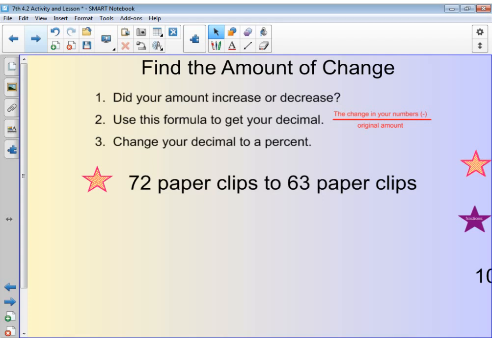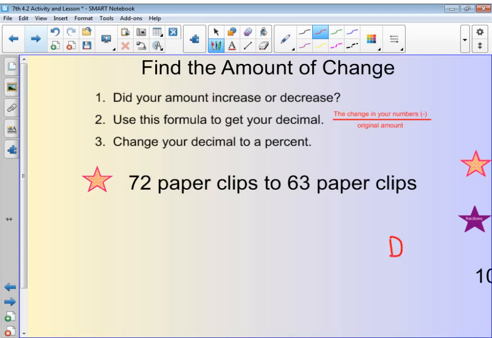Now, I tend to ask if it's an increase or decrease to begin with, and the reason I do that is because otherwise I tend to forget. So I went from 72 paper clips in my drawer to now only having 63. So that decreased or dropped. So I know that it's going to be a percent decrease.